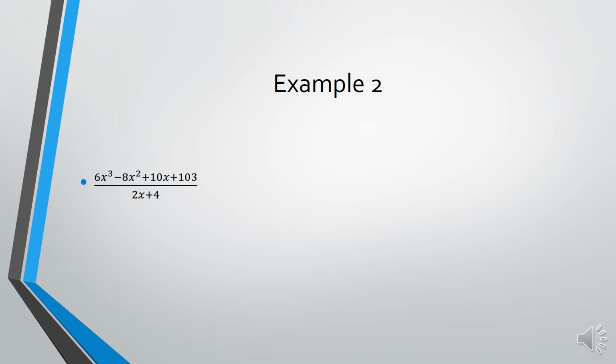Let's try another example. So I'm doing 2x plus 4, and I'm dividing this into 6x cubed minus 8x squared plus 10x plus 103. Here we go. So let's go through all of that again.